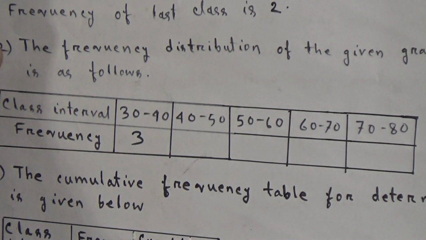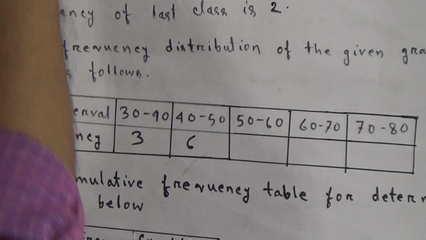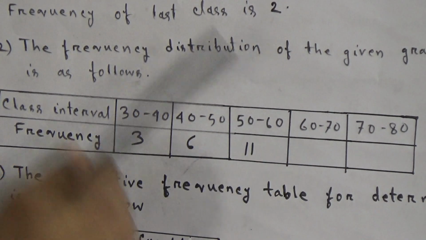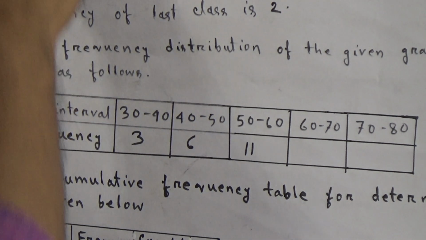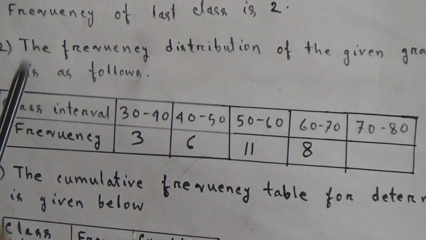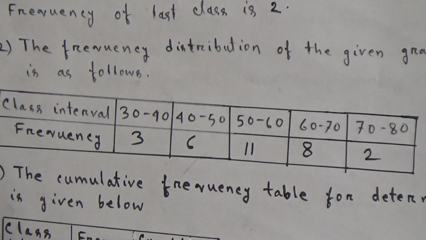Now frequency of the second class, 40 to 50. The second class is lying up to 6, so its frequency will be 6, and the third class frequency is up to 11, so its frequency will be 11. Then 60 to 70, it's up to 8, so its frequency will be 8, and the last class its frequency is 2. Dear students, we have finished the solution of two number.